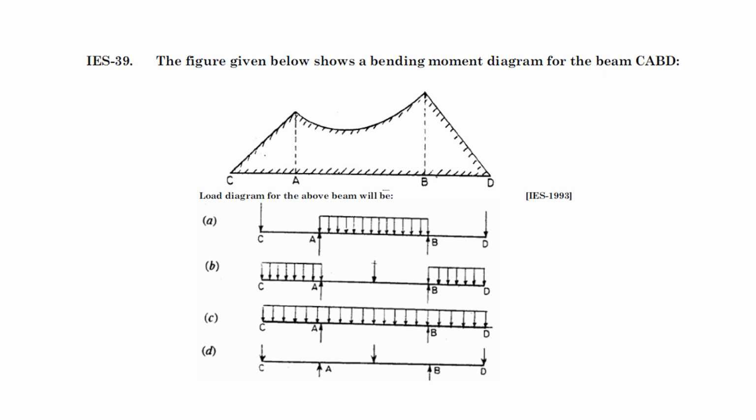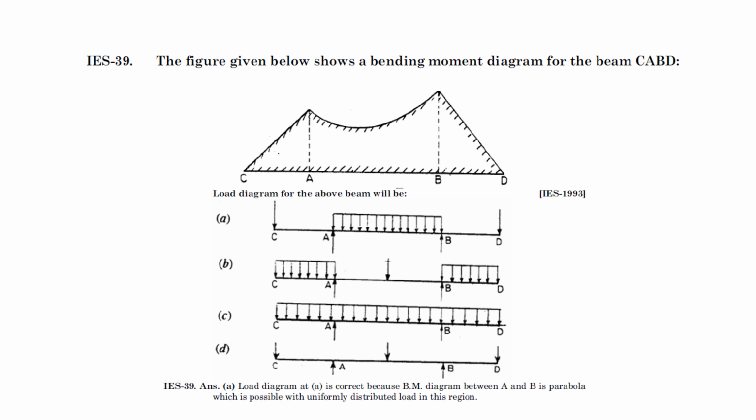Here the BMD is given for the CABD beam, and they're asking what the loading condition is out of these four. If the BMD is linear, then the load will be constant, and if the BMD is parabolic, then it will be UDL, uniformly distributed. If you know these two points, you can answer this question.